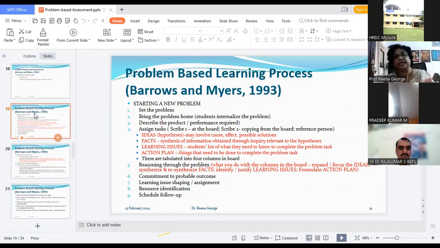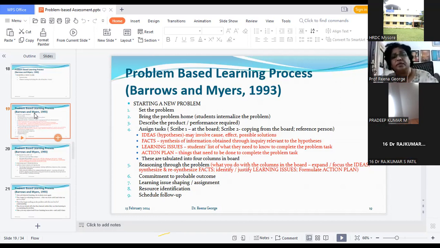So what is the idea or what is the cause? What is the effect? What is the possible solution? That is the first column. Second is the fact. All the information, exactly like how we write the lesson plan, whatever information we have collected through inquiry relevant to the hypothesis is written down in the second column. In the third one, it is the learning issue: what is the problem, what is the task that should be done? And what is your action plan? How are you going to proceed with the solution of the problem?